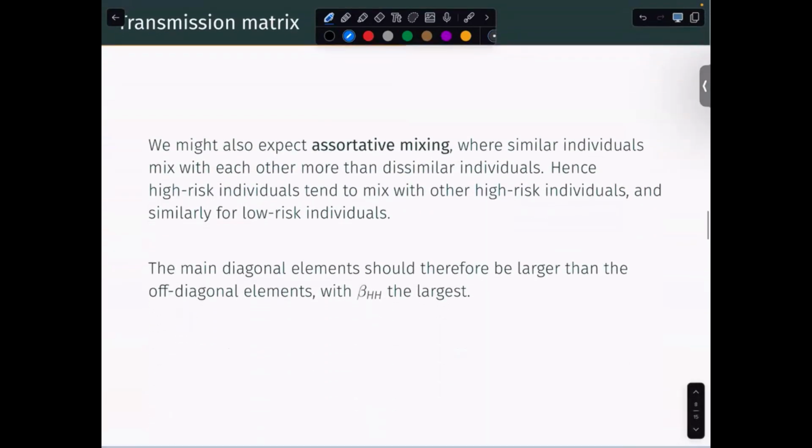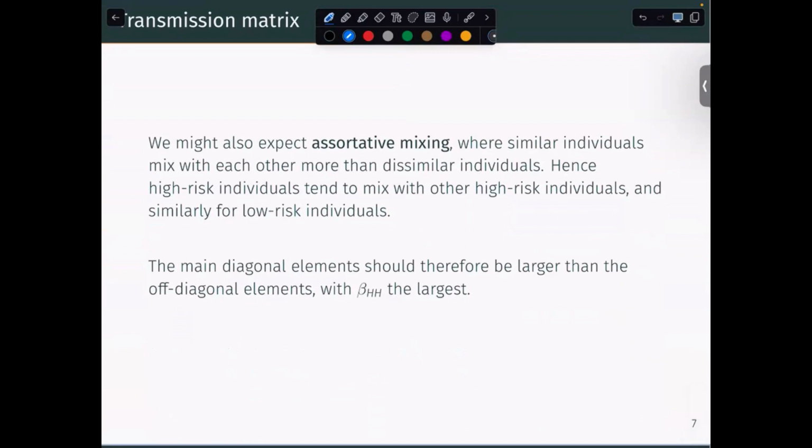What else might we assume for this matrix? Well, we might also expect in many cases to see something called assortative mixing. Now, assortativity is all about individuals who are similar preferentially mixing with individuals who are similar. Now here, similarity is all about contact rates. So we're assuming, therefore, if this matrix is assortative, then high-risk individuals should be more likely to be in contact with high-risk individuals and low-risk individuals in contact with low-risk individuals.